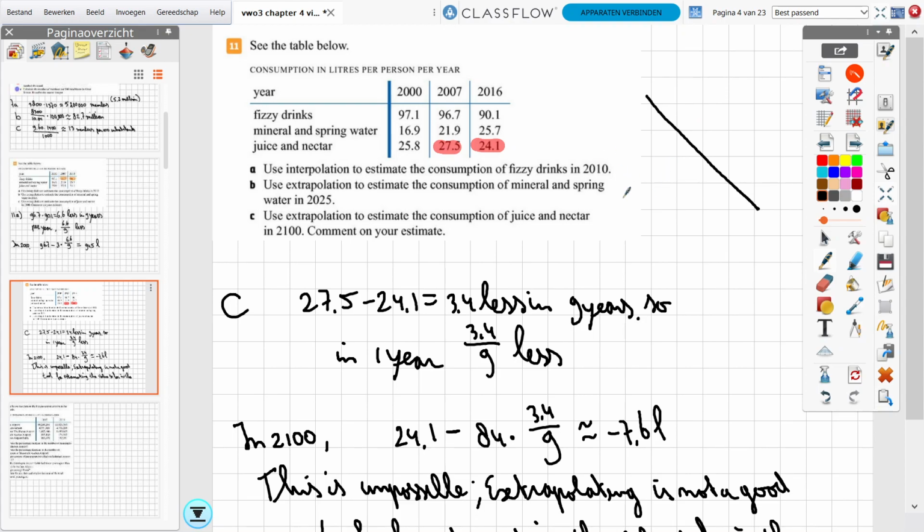Normally a line that's decreasing will, at one time or another, slow down. You will get something like this maybe. Or maybe in reality it goes down and then actually goes up again, and you get something like this. So here extrapolating is not the way to find the correct answer, because you cannot find a negative value for the amount of liters that a person consumes per year. Okay, good luck.